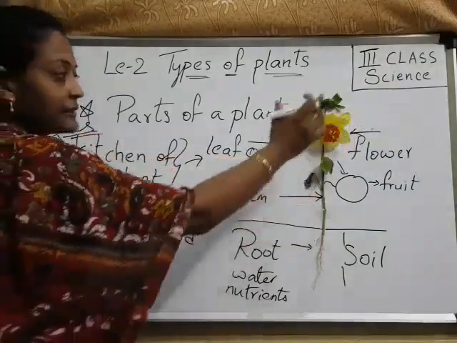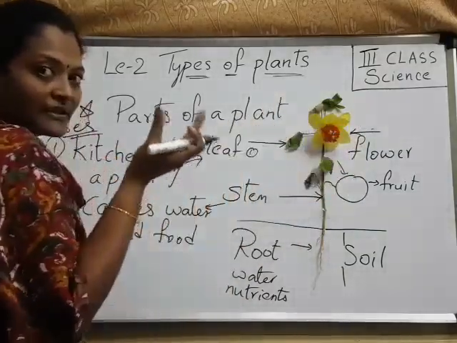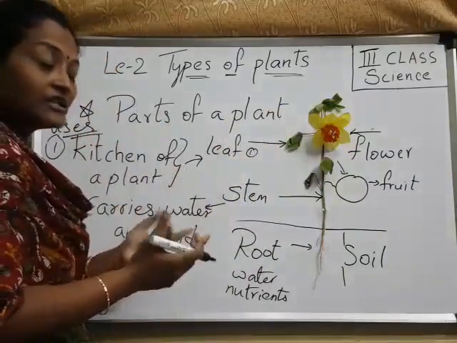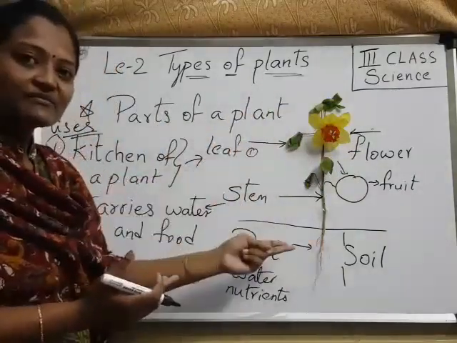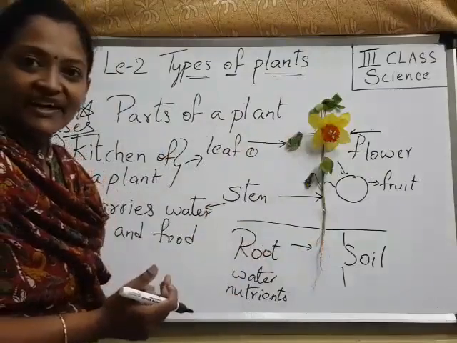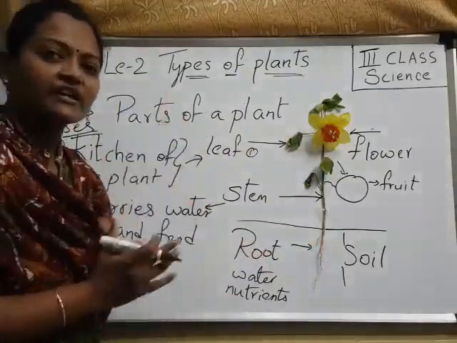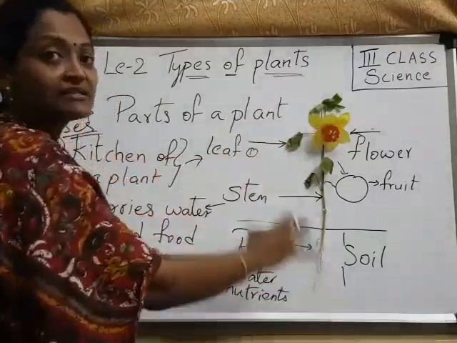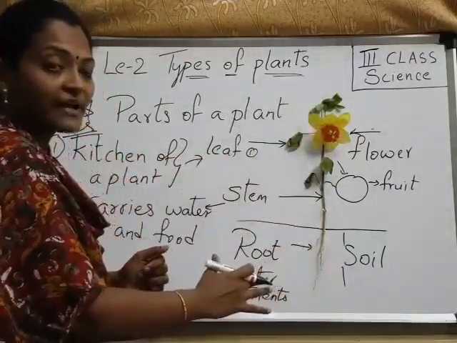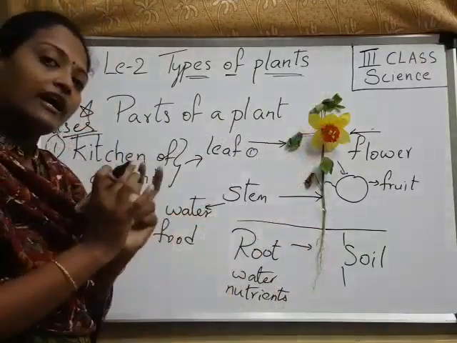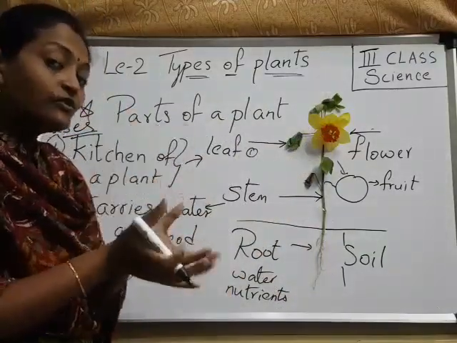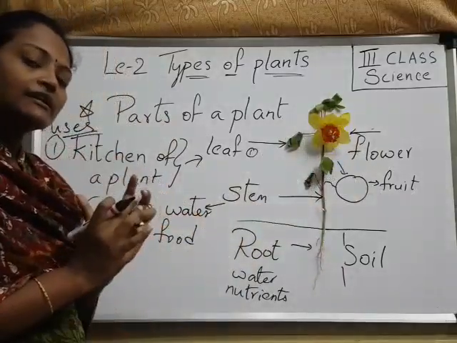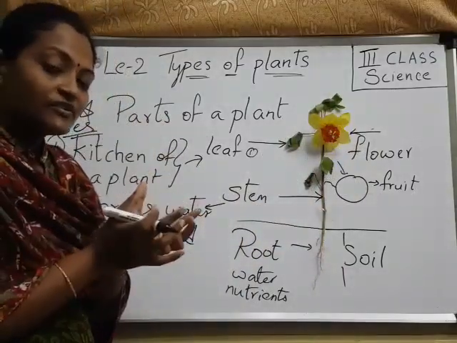After the plant prepares, a small bud comes out. That bud changes into a flower. Which one is the colorful part in this plant, tell me? It is the flower, right? So the flower is a very colorful part of a plant. Understood? Then the flower slowly changes into fruit. It only changes into fruit.